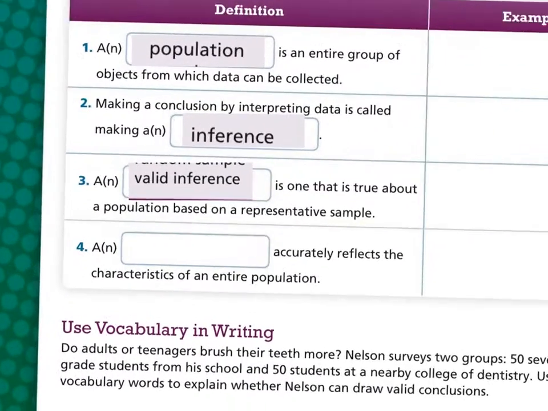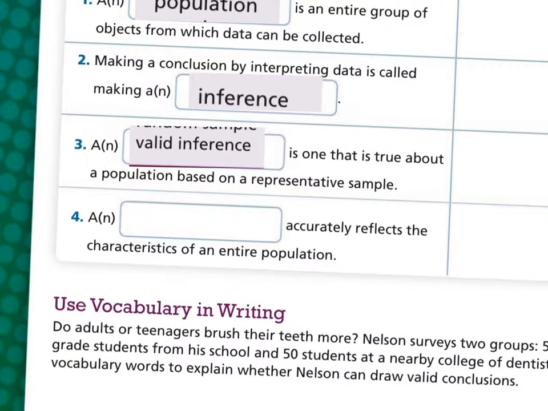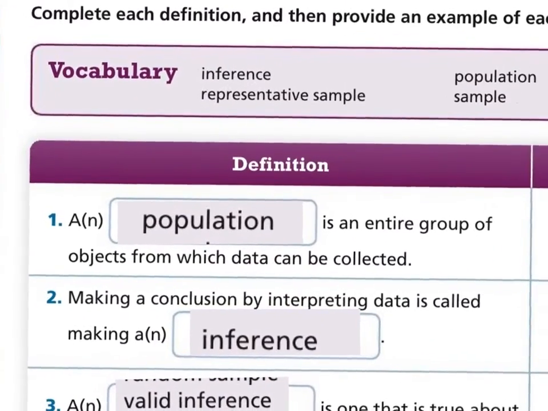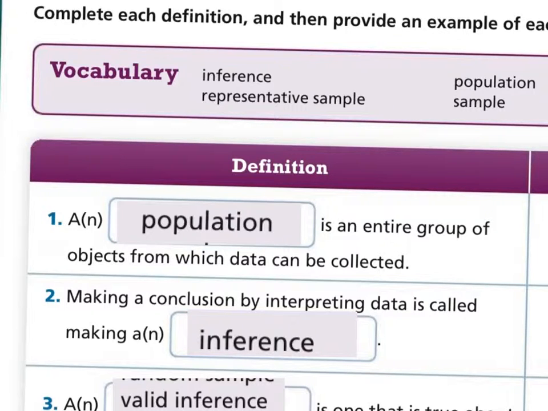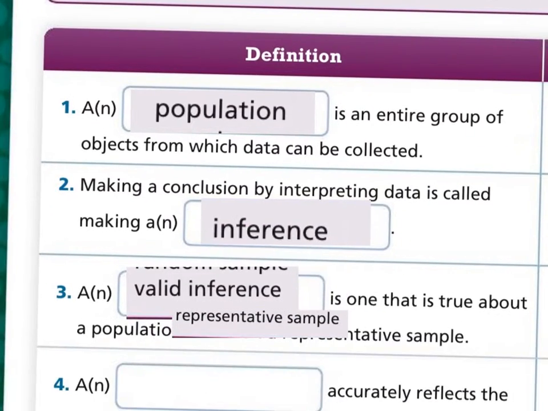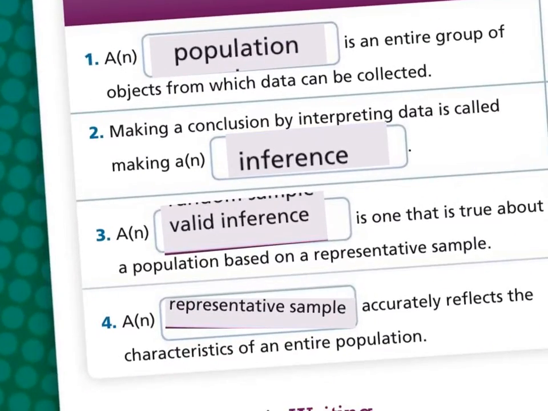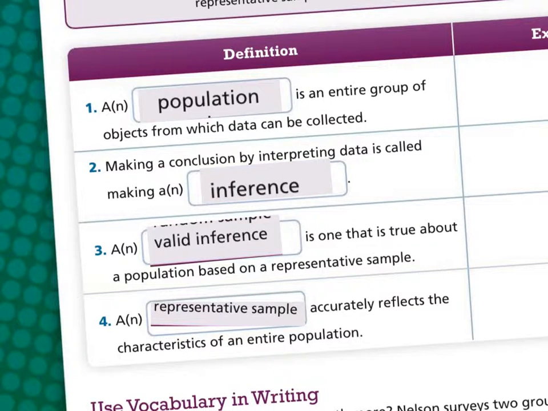And number 4, a or an blank accurately reflects the characteristics of an entire population. And probably would be best said by a representative sample. Probably here, if we did a random sample, generally that should be a representative sample anyway. So we'll probably be in good shape either way with that one.